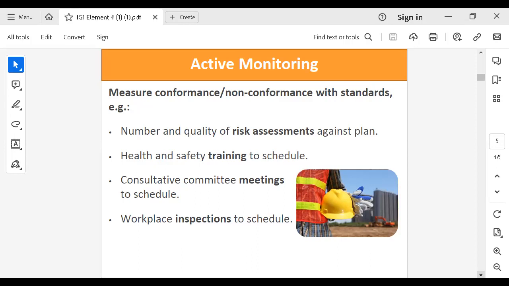Consultative committee meetings to schedule. We will also check safety committee meetings according to schedule, whether the meetings were carried out by the company or not. Workplace inspection to schedule. We will also check whether, in the industry, the inspections were carried out or not.